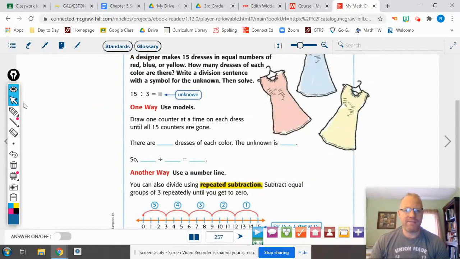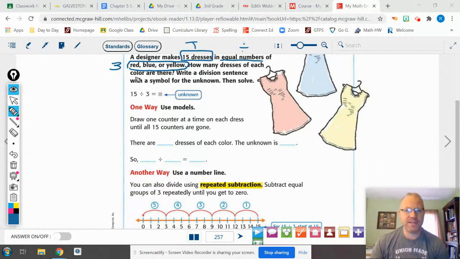A designer makes 15 dresses. So there's 15 total. Since we have a total, that means we're going to be either subtracting or dividing. In equal numbers, and when they say in equal numbers, we know that we're dividing because we're putting them into equal groups of red, blue, and yellow. How many colors do you see here? You say 3. I have 15 total divided by 3.